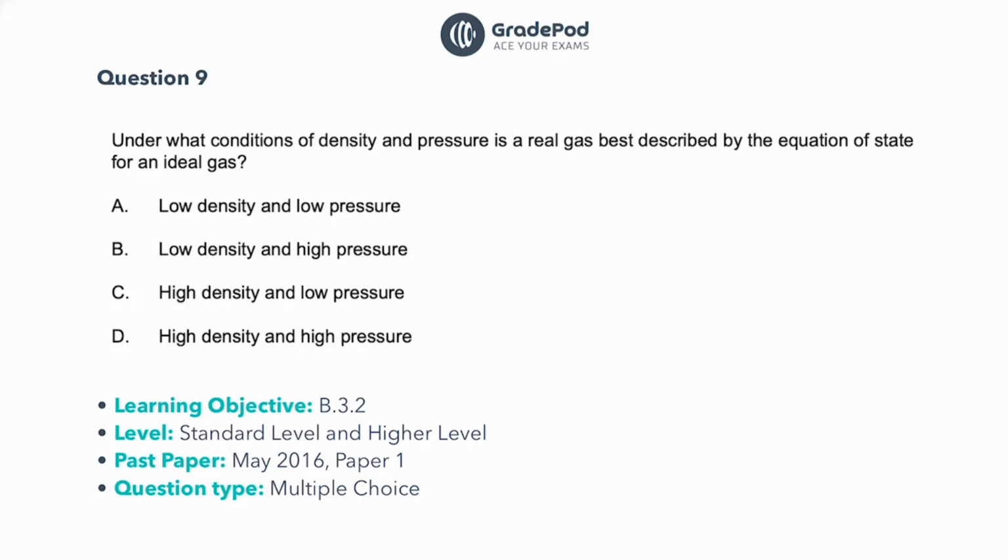Question 9. Under what conditions of density and pressure is a real gas best described by the equation of state for an ideal gas? Well, this is a nice, easy one. It's low density and low pressure. The answer is A. Just memorise that and we're on our way.